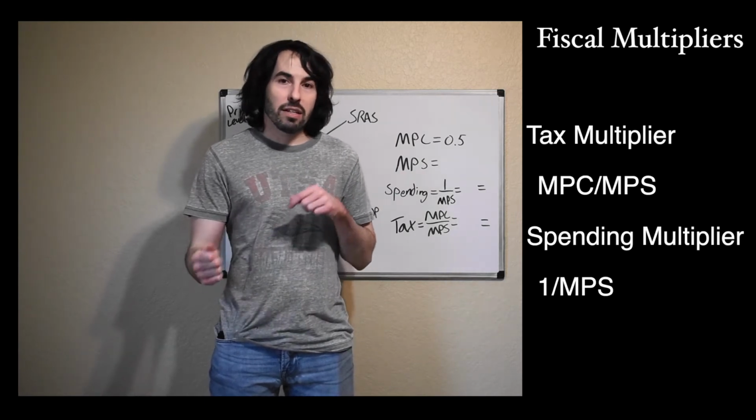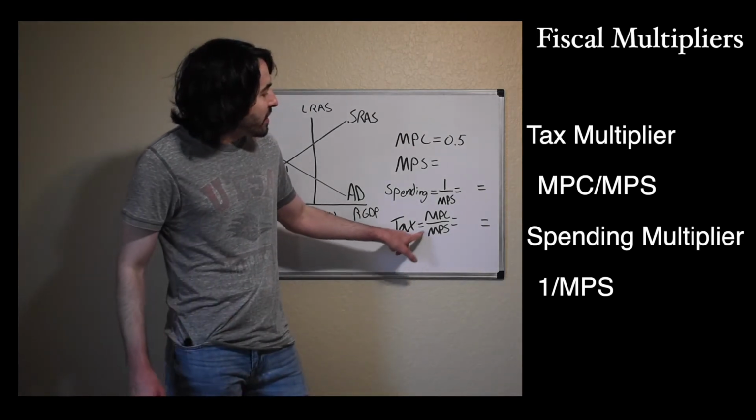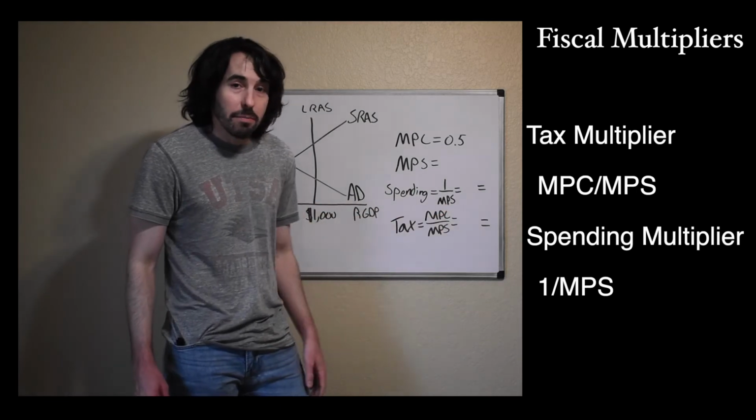We have a tax multiplier and a spending multiplier. For the tax multiplier, your equation is the MPC over the MPS. For the spending multiplier, it's 1 divided by the MPS.